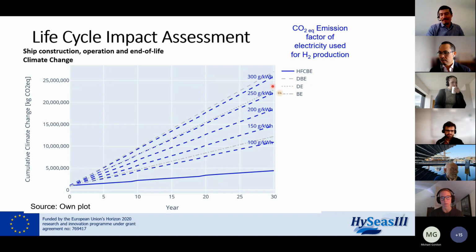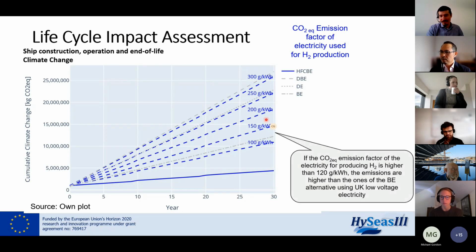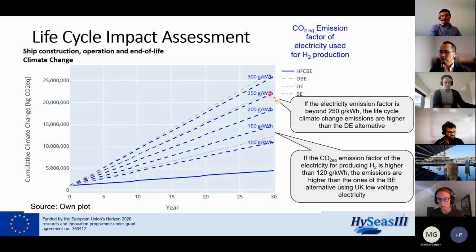And here is where you see the effect of the emission factor for hydrogen production on the climate change cumulative emissions. This is the base case using wind power. Then when we start to increase the emission factor of the electricity used to produce hydrogen, the impact starts to increase. Here is the battery electric alternative, then the diesel battery electric, and then the full diesel electric alternative. So once we increase the emissions from that particular grid, of course, the climate change benefit reduces, and at some point it's no longer a benefit. We are producing more emissions upstream to produce hydrogen, and this is more or less where we start to be non-competitive with the other alternatives.